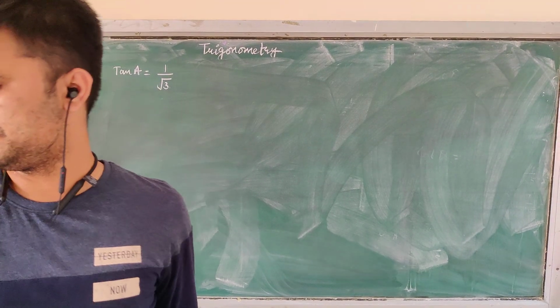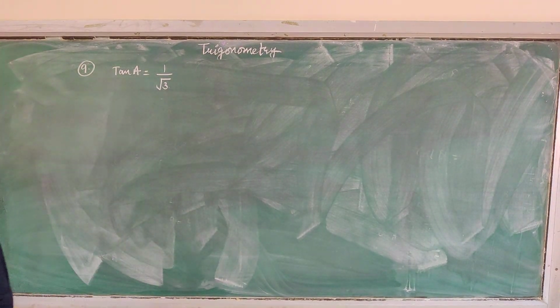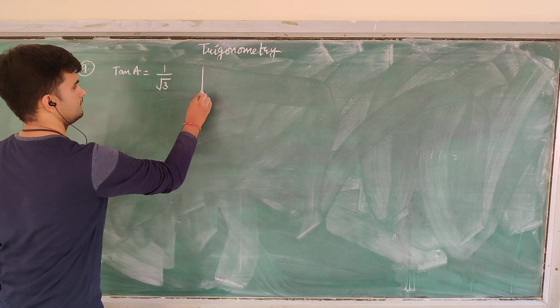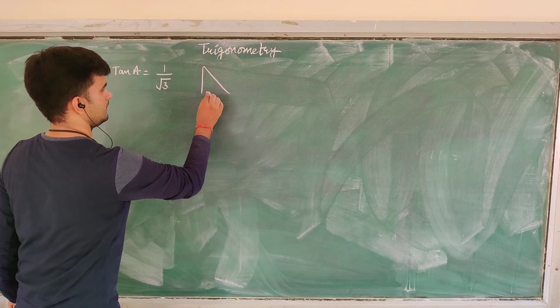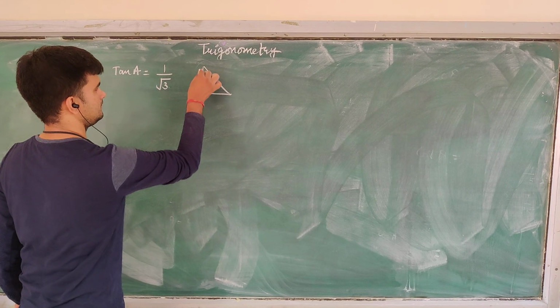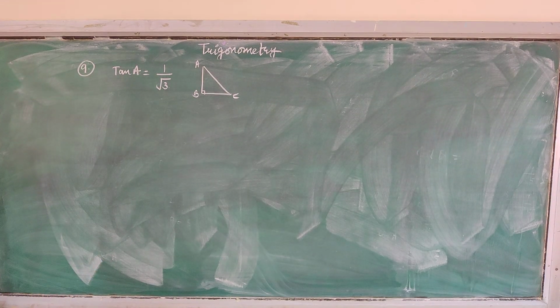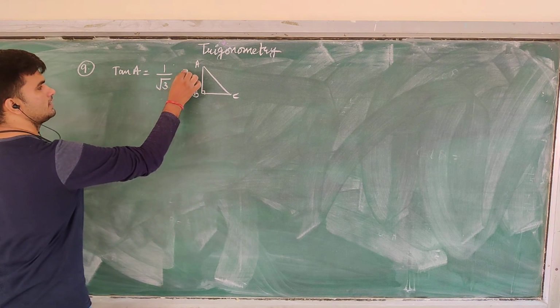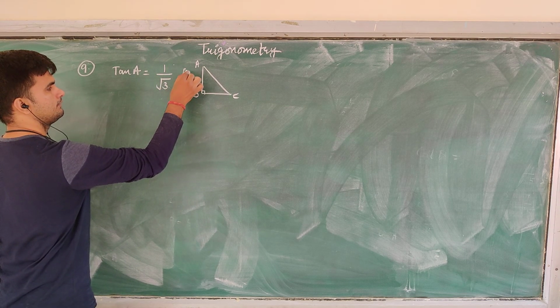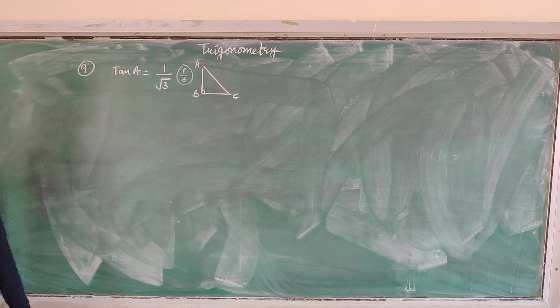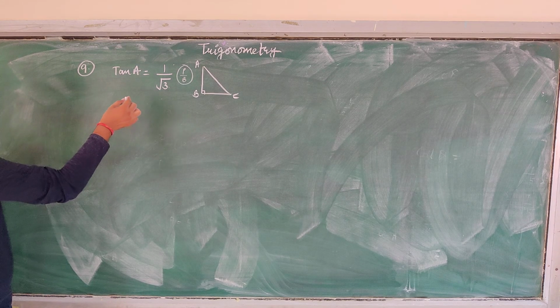Now come to question number 9. Important question. In triangle ABC, right angle at B, tan A is equal to 1 by root 3. We have this triangle ABC. So we know tan is equal to P by B. Ratio between perpendicular and base is given.